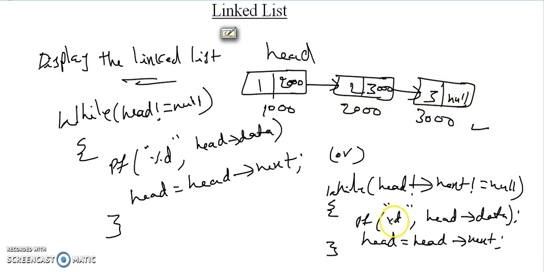Even though this is null, when it is null, control goes to outside the loop, so that we print the last part also, head of data, right? So this is how to print the linked list data items.